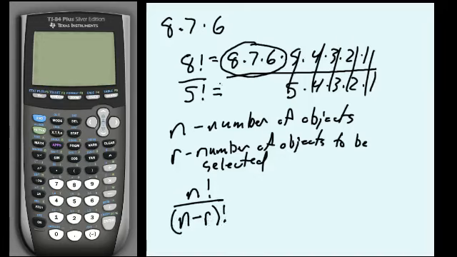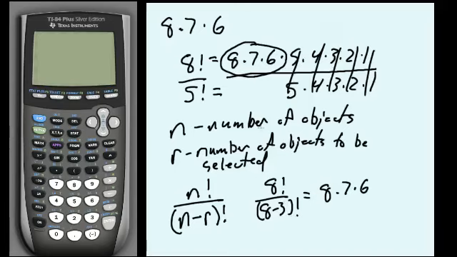And so in this case, if we wanted to find where n is 8 and r is 3, that would be 8 factorial divided by 8 minus 3 factorial, and that gives us 8 times 7 times 6, which is exactly what we wanted. And this is what's called a permutation.